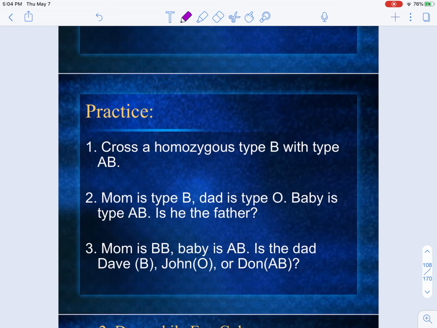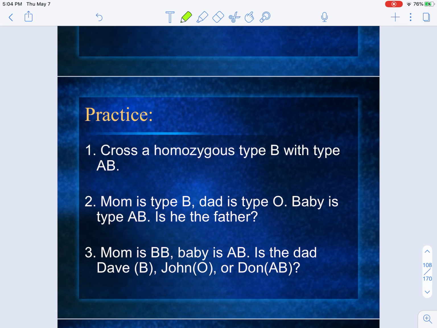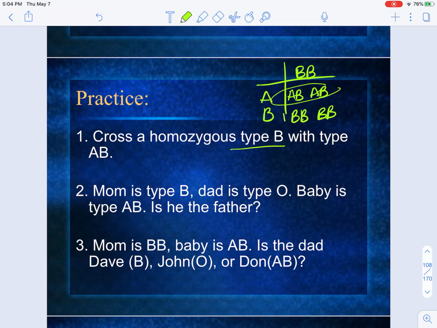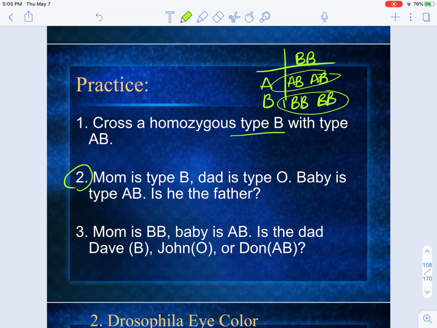All right, so when we practice doing blood types, these are really, really simple. A homozygous person who's a B just means that both of their alleles are Bs. If they cross them with a type AB, you simply do that, and you can see what their kids are going to be: 50-50 ABs and Bs.